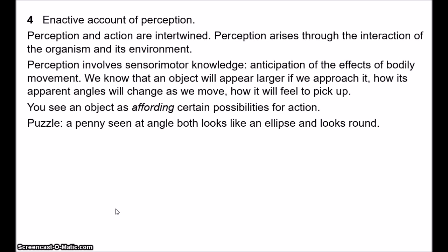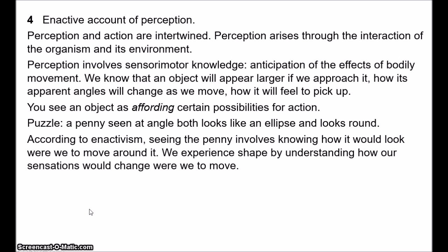But on the other hand, this doesn't seem quite right. It's not just that we know that the penny is round as a result of reasoning. The penny immediately appears round. We immediately see that the penny is round. In a sense, we can see it in both ways. We see it both as an ellipse and as round. Now, according to enactivism, this is because seeing the penny involves knowing how the penny would look were we to move around it.